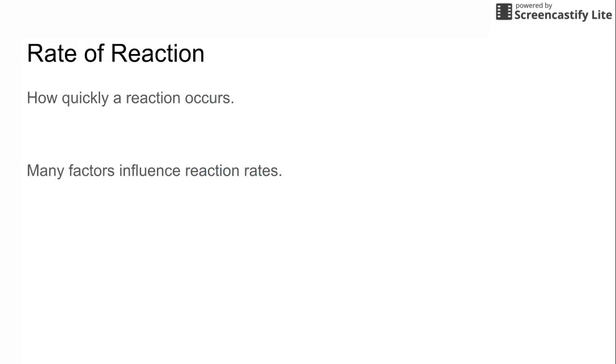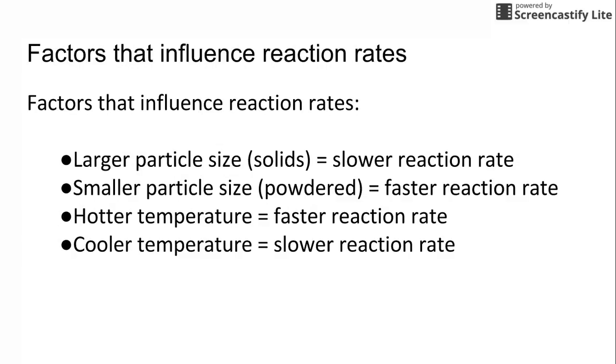So when we talk about the rate of reaction, we're talking about how quickly a reaction occurs. And this is what we had talked about yesterday. And there's many factors that actually influence these reaction rates. Some of those things that influence it are the particle size. If it's a large one, it has a slower reaction rate. Smaller particles, like a powder, have a faster reaction rate. Hotter temperatures have a faster reaction rate. And cooler temperatures have a slower reaction rate.